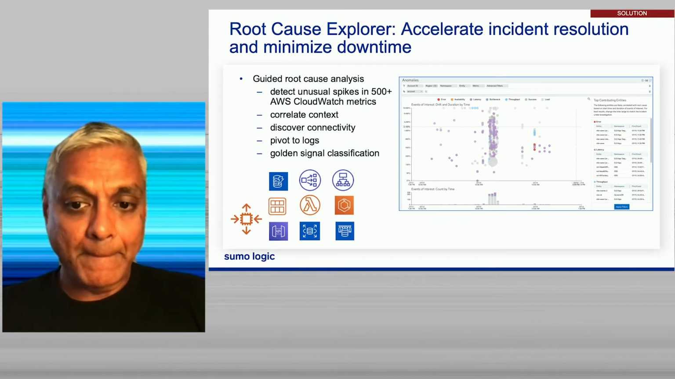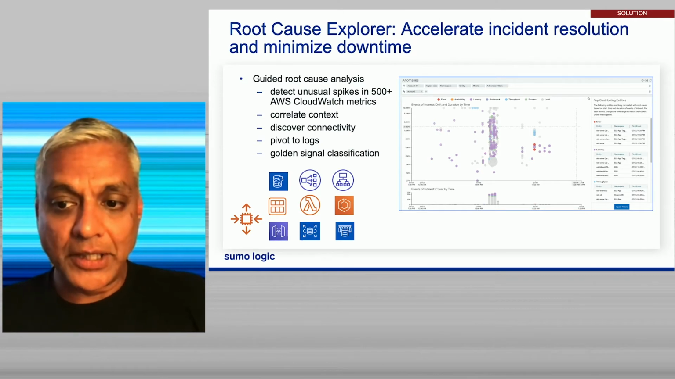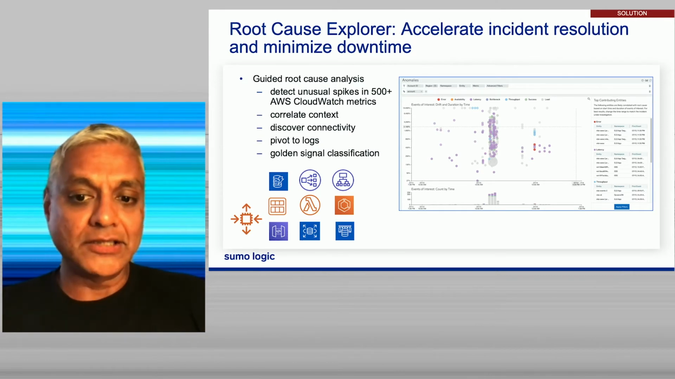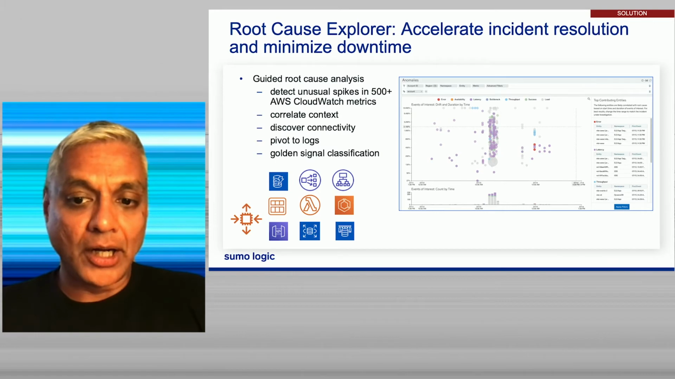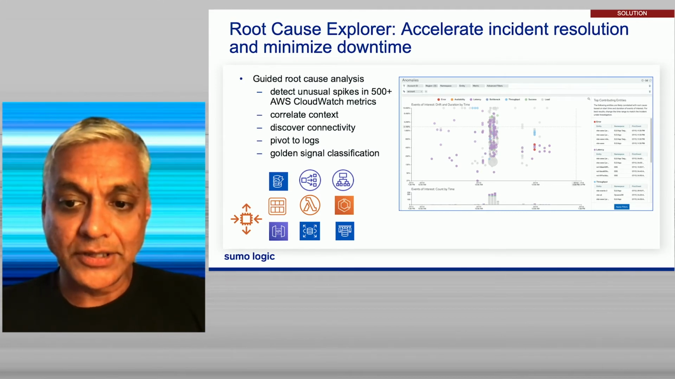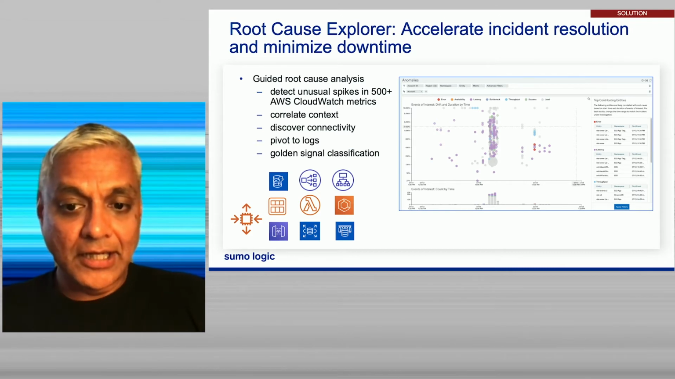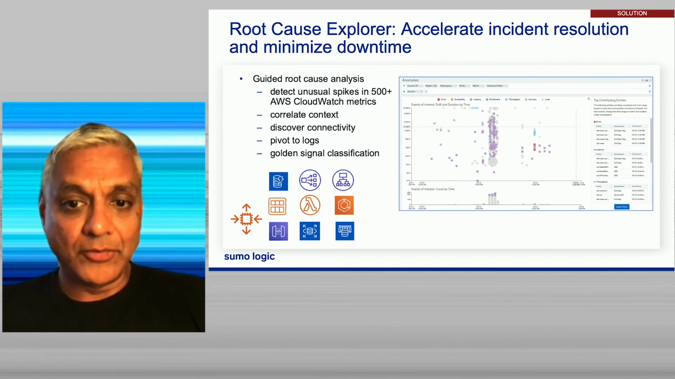Lastly, Root Cause Explorer also classifies each metric into one of the golden signals of load, latency, bottleneck, or error. Simply put, unplanned load in one resource can lead to latency or bottleneck in a connected resource, which can then lead to errors. This classification can be helpful for root cause analysis. Let's take a look at all this in our demo.